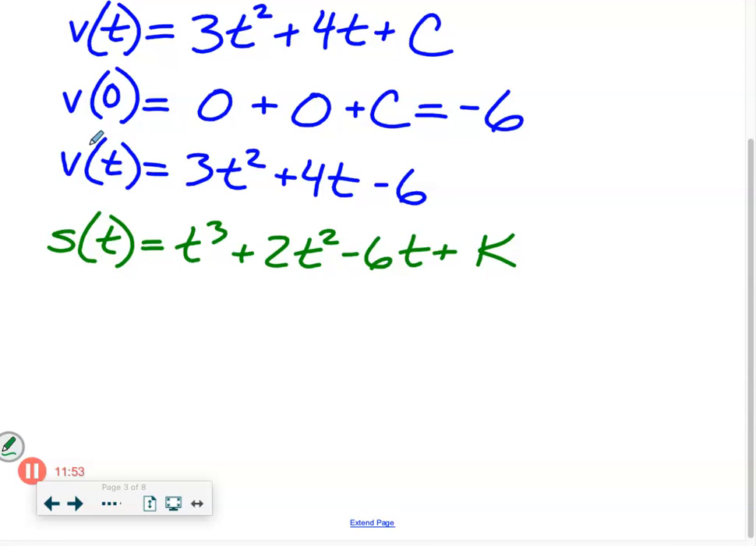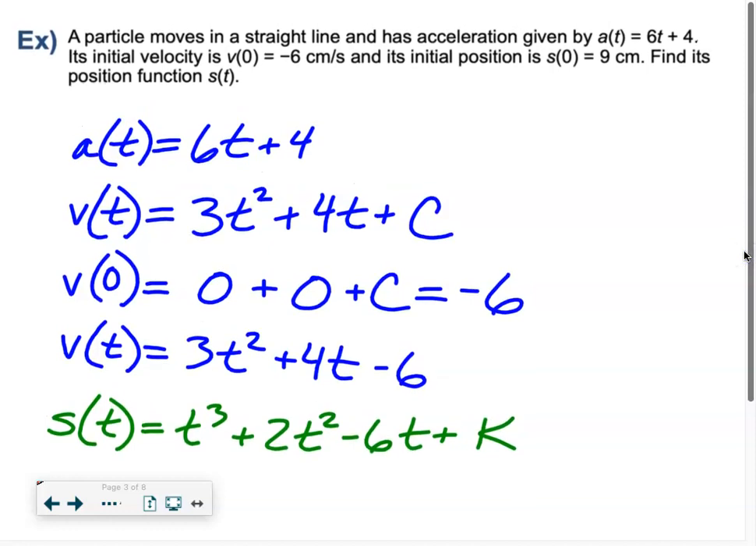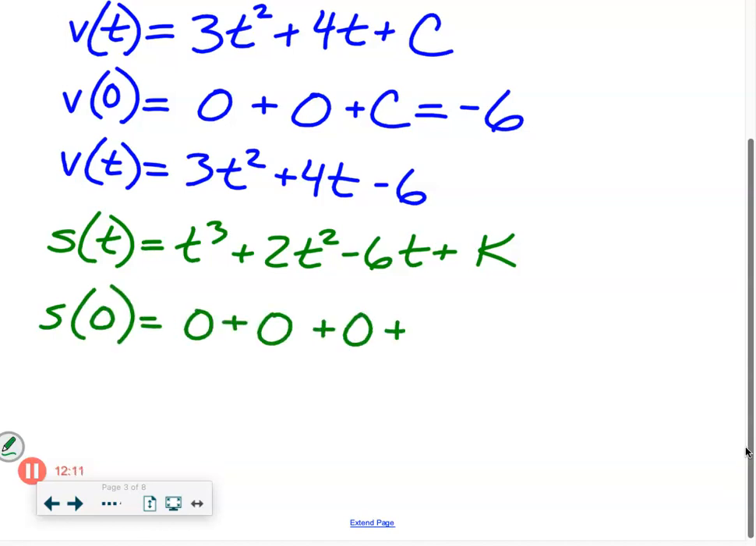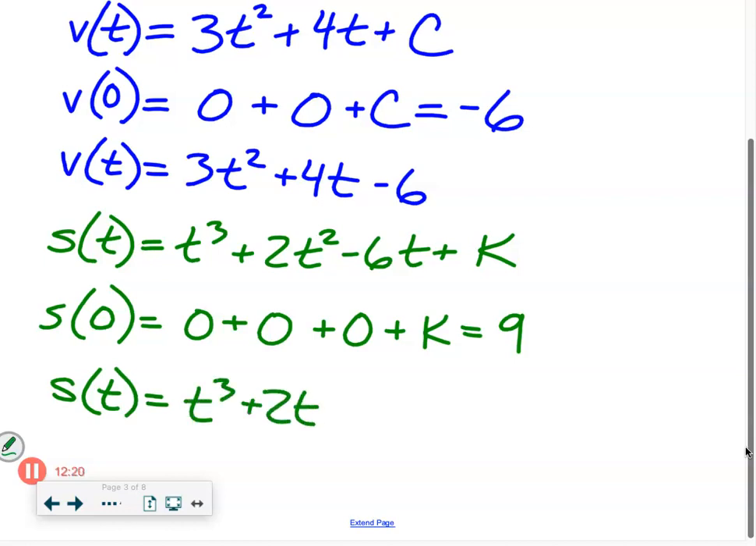All right. So, Ishan, do we have any information that we could use to solve for K? What is it? Beautiful. So you plug in a 0, and you get 0 plus 0 plus 0 plus k equals 9. So your k is 9. And your final position function is t cubed plus 2t squared minus 6t plus 9. Bam.